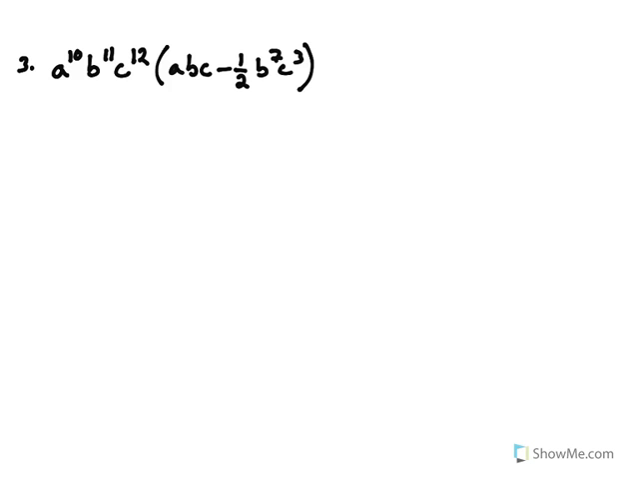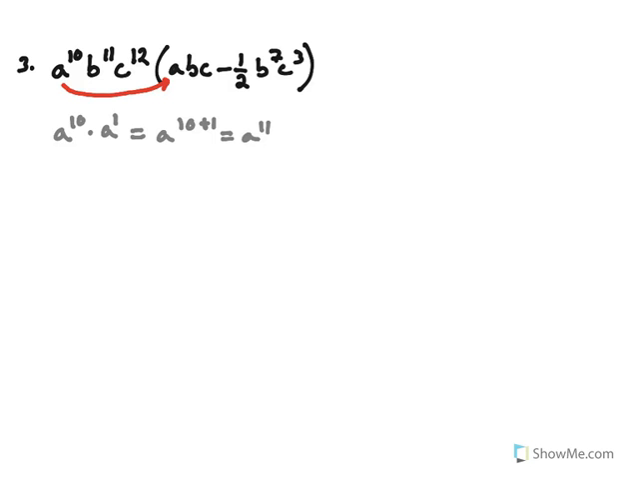So we're going to multiply a to the 10th, b to the 11th, and c to the 12th by ABC. So we'll do that first. When we multiply a to the 10th and a, you have to remember that there's an imaginary 1 there. So when we add the exponents, 10 plus 1 will in fact give me a to the 11th power. We have to be really careful with that.